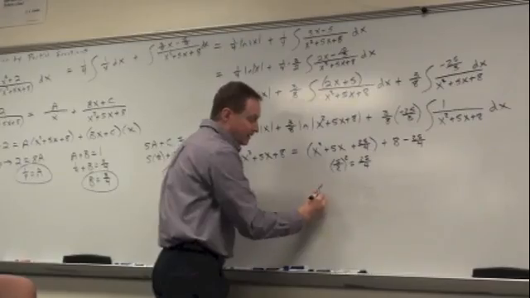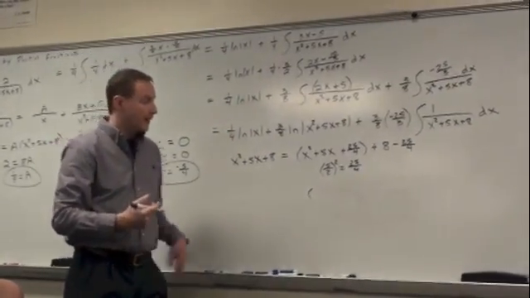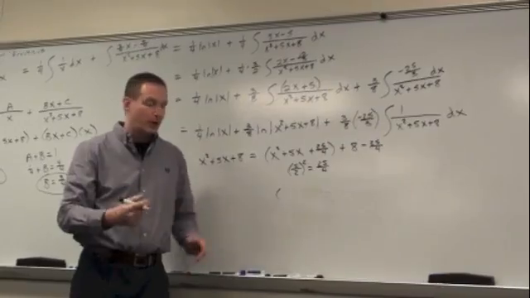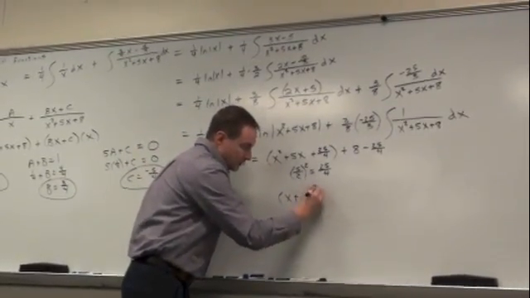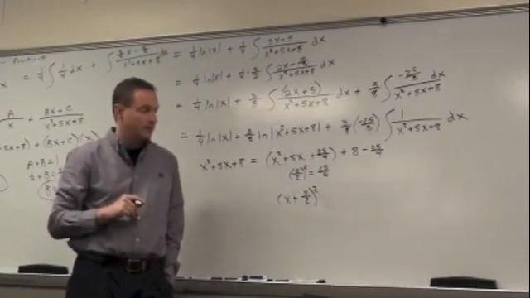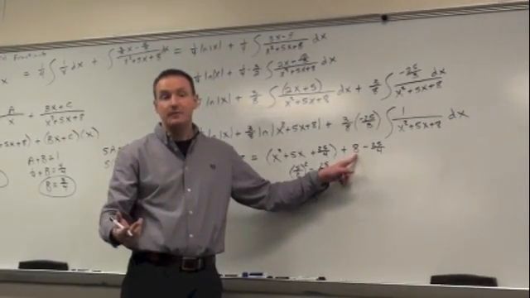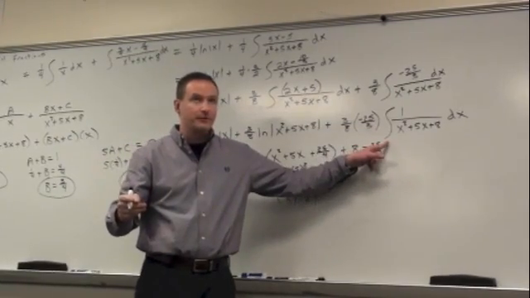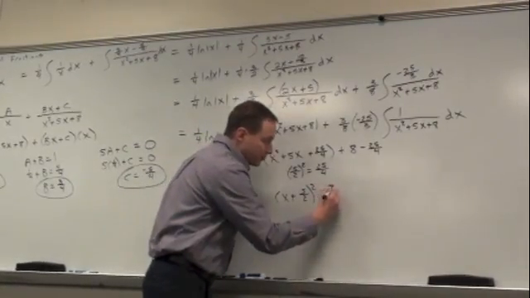The purpose of writing this as a trinomial is so that then you could say it's nothing more than the binomial x plus 5/2 quantity squared. That's equivalent to that trinomial. And then what's left over, 8 is the same thing as 32/4. 32/4 minus 25/4 gives me 7/4. So plus 7/4.